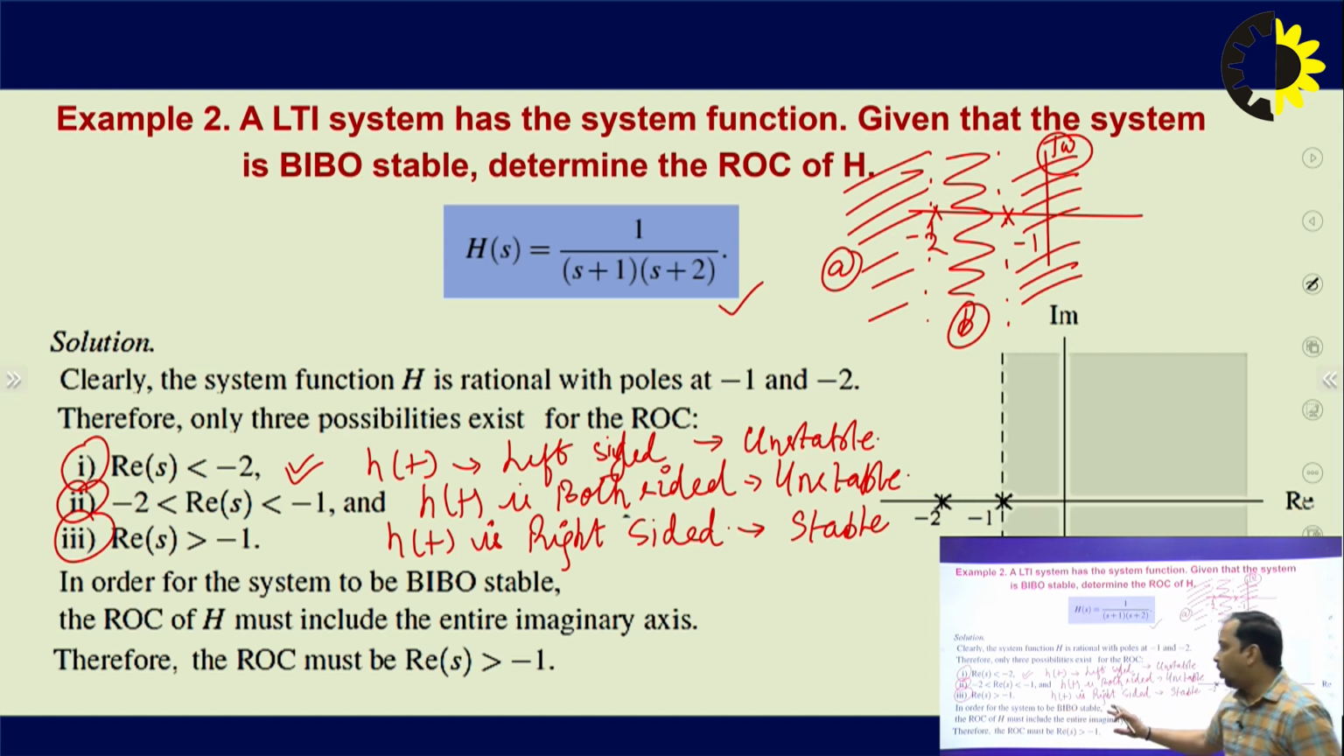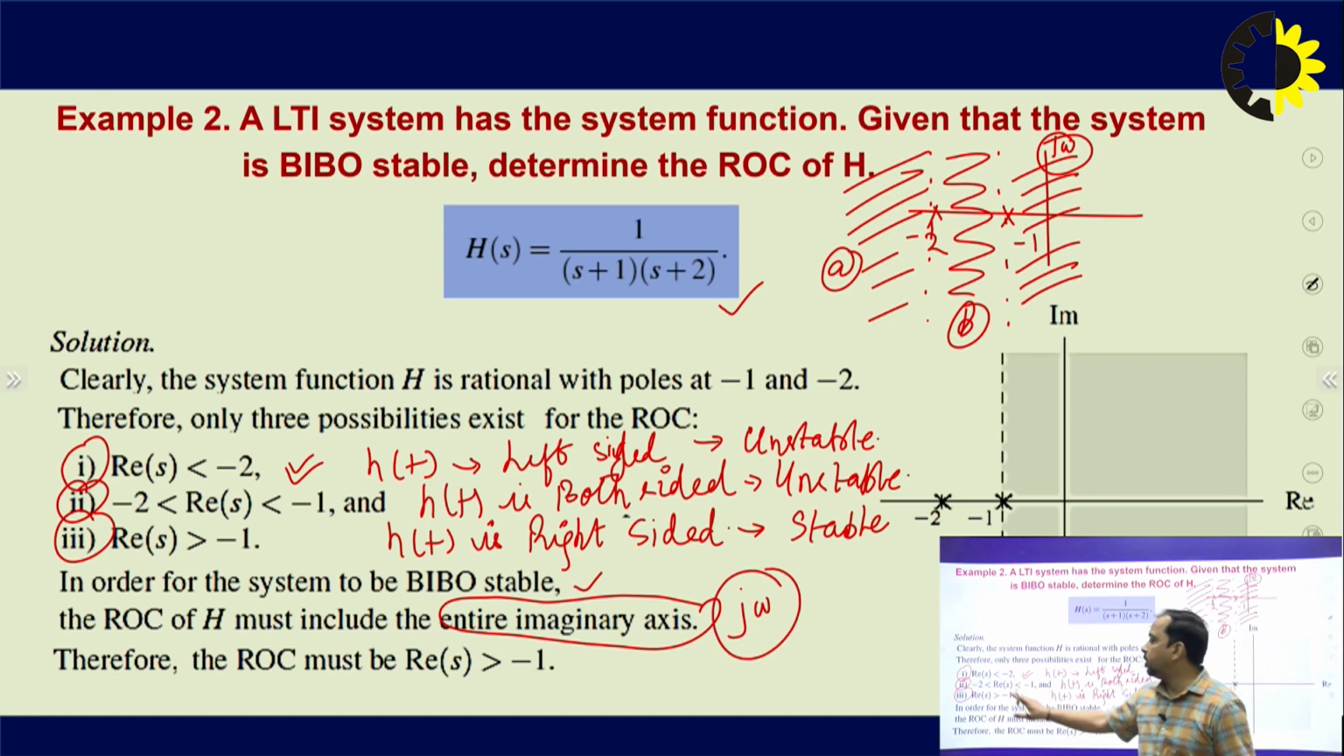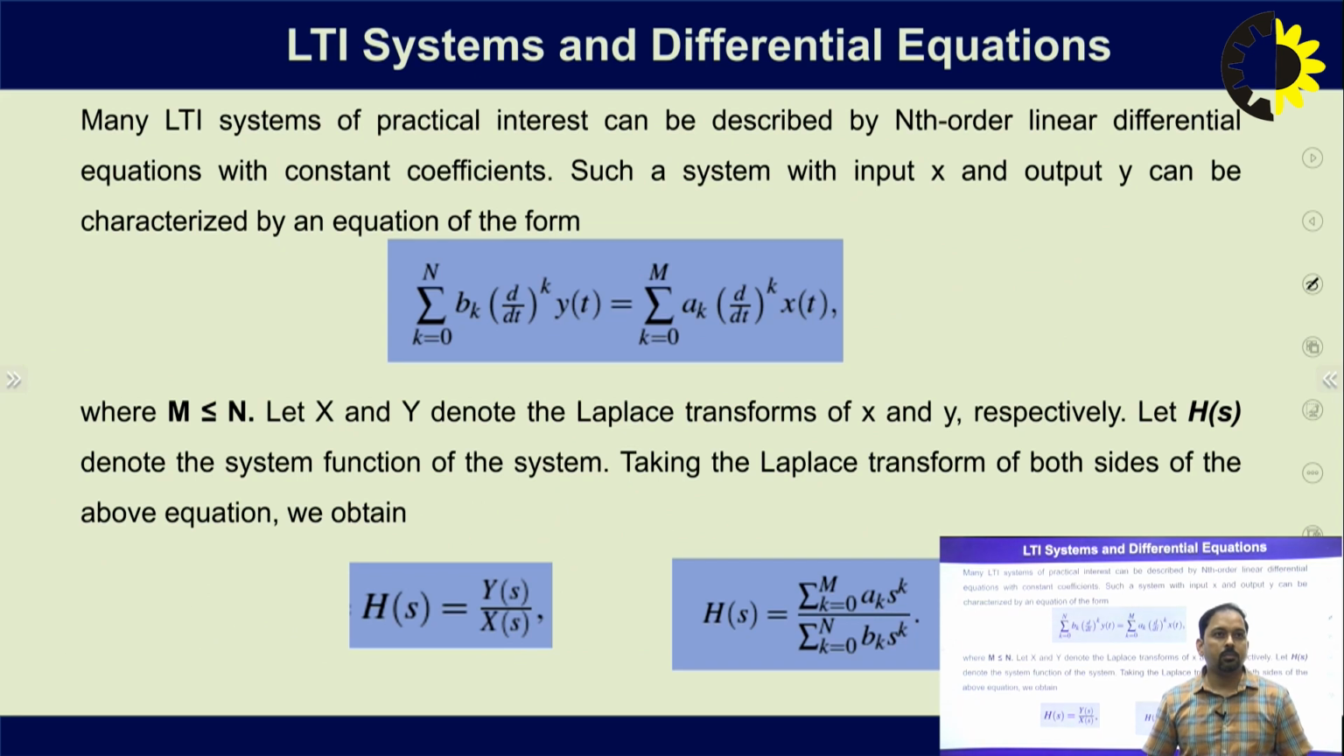So we can see that in order for the system to be BIBO stable, the ROC of H(s) must include the entire imaginary axis, or the j omega axis must be contained in the ROC. Therefore, only the third case satisfies, which is real part of s greater than -1.